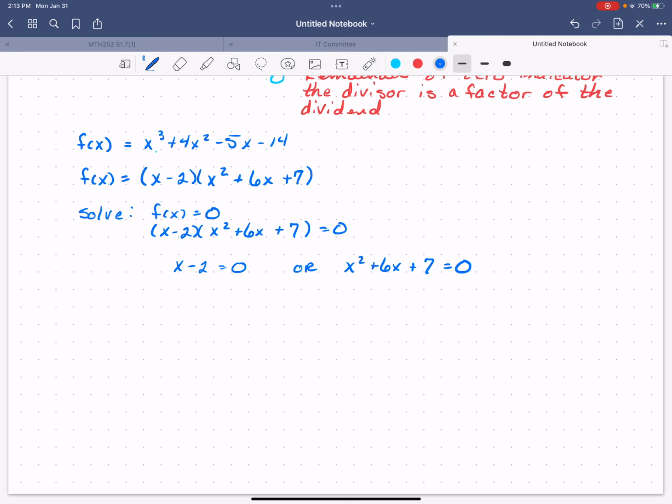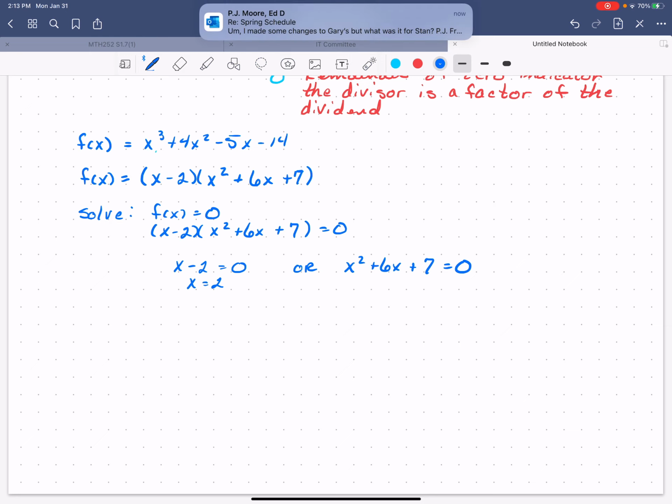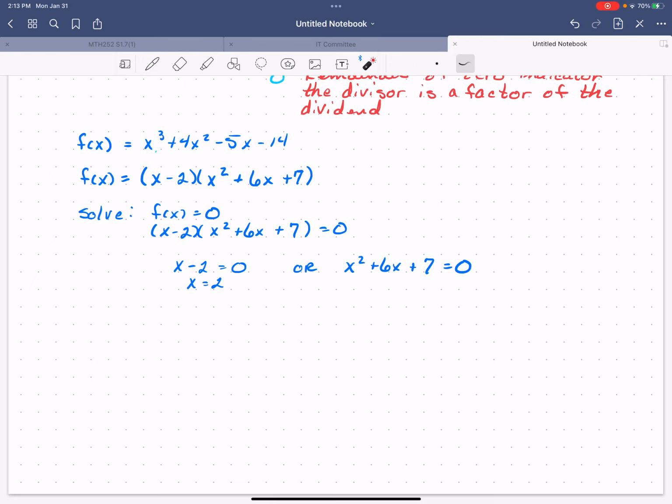So we already knew the first one. We already knew x minus 2 equals 0 because that's where we got x equals 2 from. Or actually, we got the x minus 2 from the x-intercept of 2, which means we already knew that 2 was a solution to this equation. But let's try this one. Well, that's quadratic. We could factor it if it would factor. Now, this one won't factor. So our backup when it won't factor is the quadratic formula.